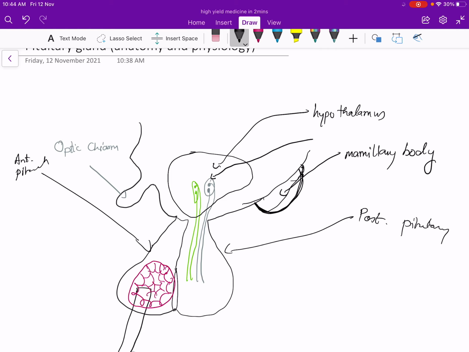The one you see here is the paraventricular nucleus, and the green one you see here is the supraoptic nucleus. Now in their cells they make oxytocin and ADH, and the oxytocin and ADH which is made is transported in anterograde fashion, down in the same neurons along with chemicals called neurophysins.